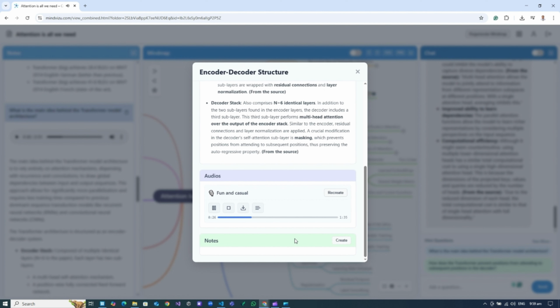The encoder's job is to take the input sequence, let's say a sentence in English, and turn it into a kind of abstract representation. It's like reading the sentence and getting the core meaning. This representation is then passed along to the decoder. Now, the decoder takes that abstract meaning from the encoder and starts generating the output sequence, one piece at a time. It's like writing the sentence in French.